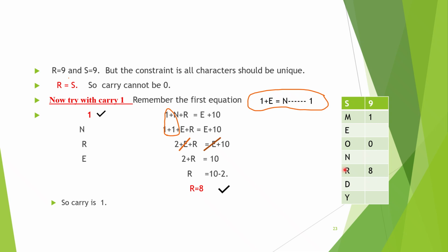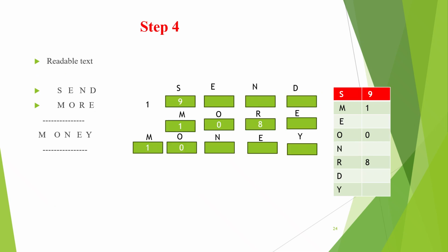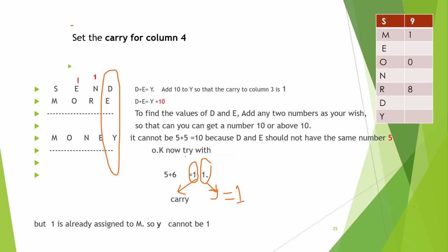Now, the carry for this column, N plus R plus E, is 1. Step 4. Now we fill the boxes. Put R equal to 8 here. Now we are in step 4. Now take the last column: D plus E equal to Y.